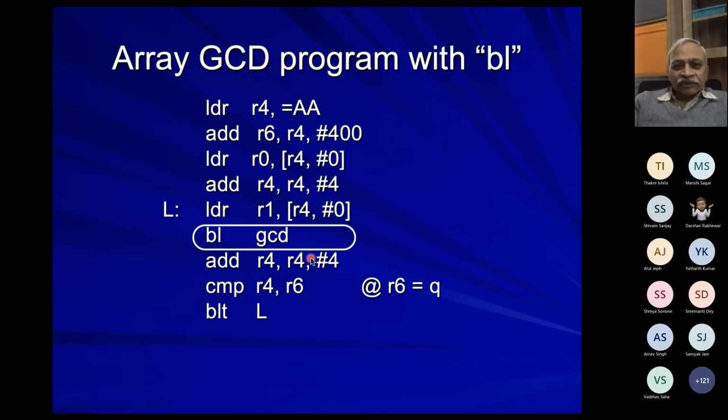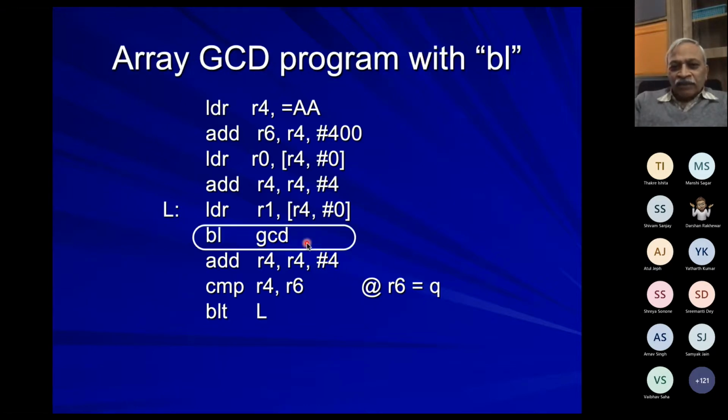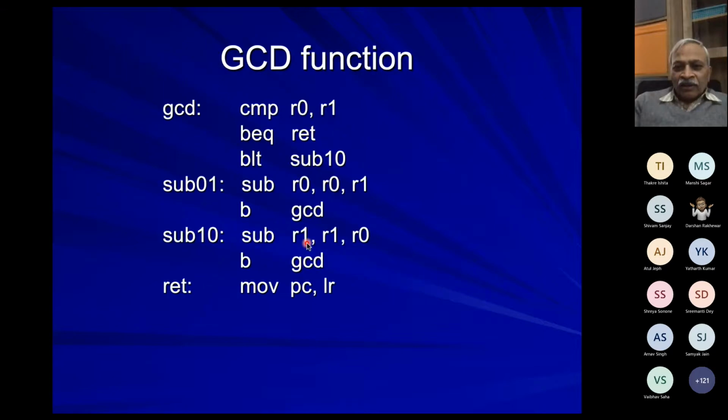Having done that, you notice that R0 and R1 are already set up. R0 is containing the running value of GCD. R1 is containing the pointer to the next array element. And we can simply say BL GCD. GCD is the starting address of the GCD function. Now let's go to the GCD function.